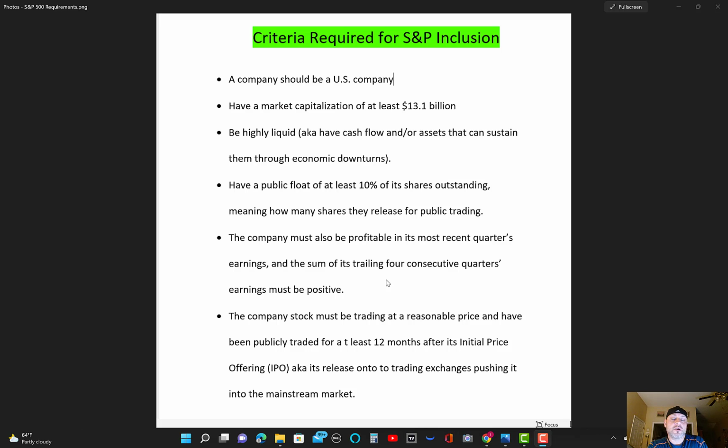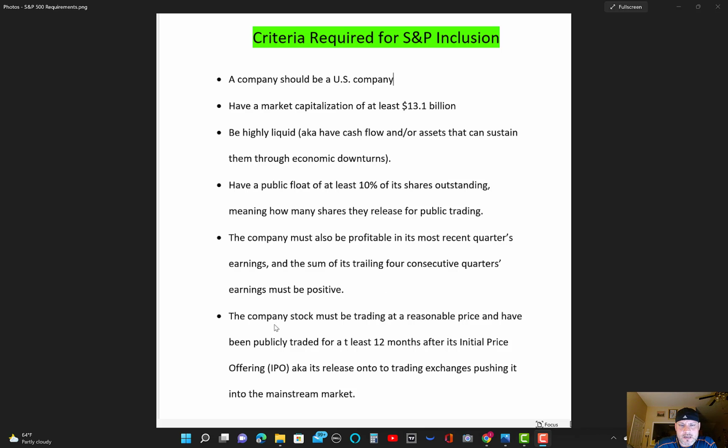And that's also important for a number of reasons. Not only to be included in the S&P 500, but also it gives you a good basis of a company's profitability and whether you want to invest in them or not, which can be found on balance sheets and statements.